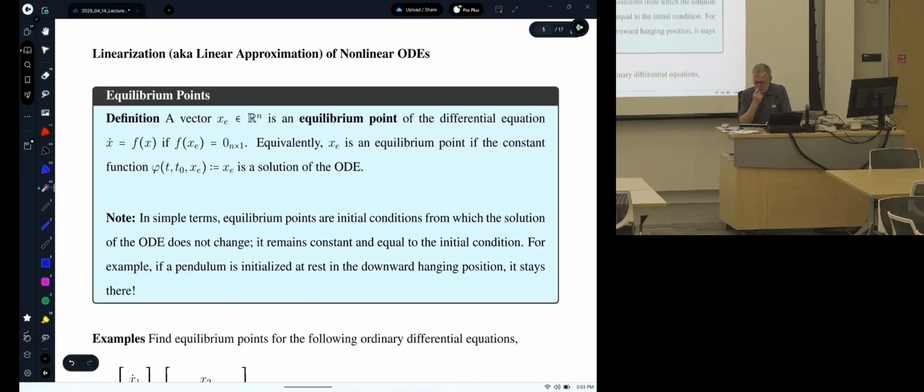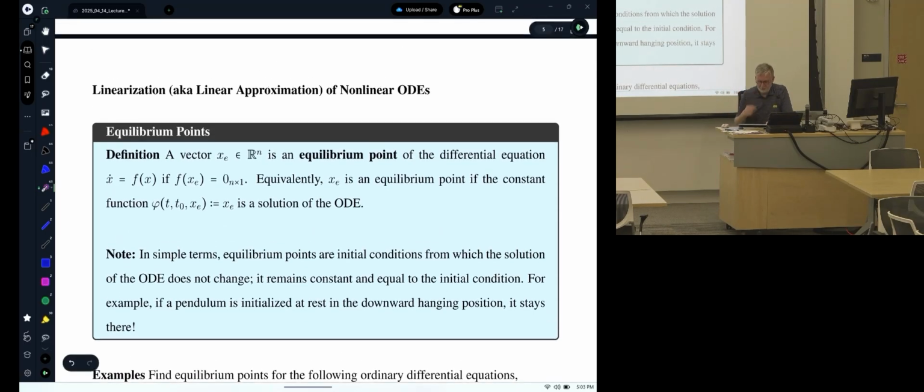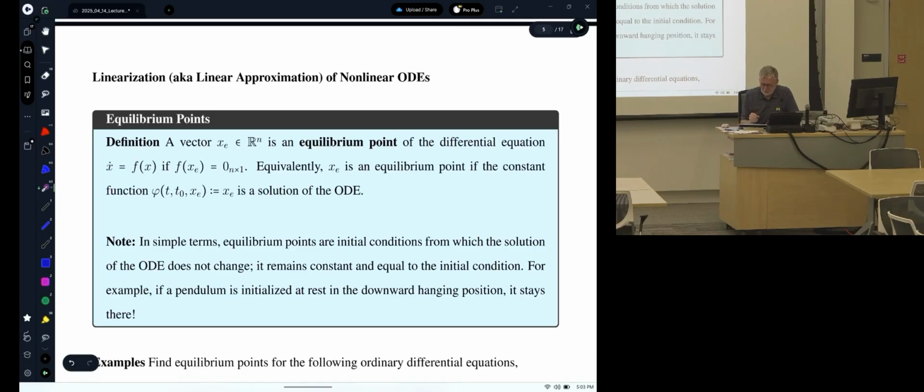equilibrium points. We talked about this very, very briefly at the end. Let's review it. If we have a differential equation, an equilibrium point is when the right-hand side is 0. And if x dot is 0, x is staying constant. So it's in equilibrium. So that's how you define an equilibrium point.